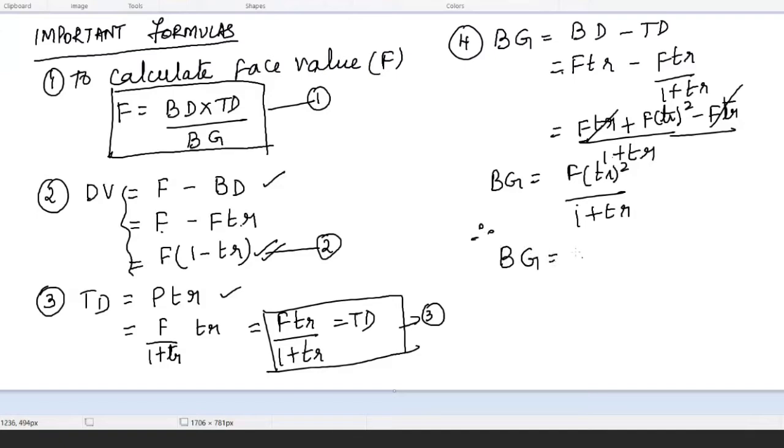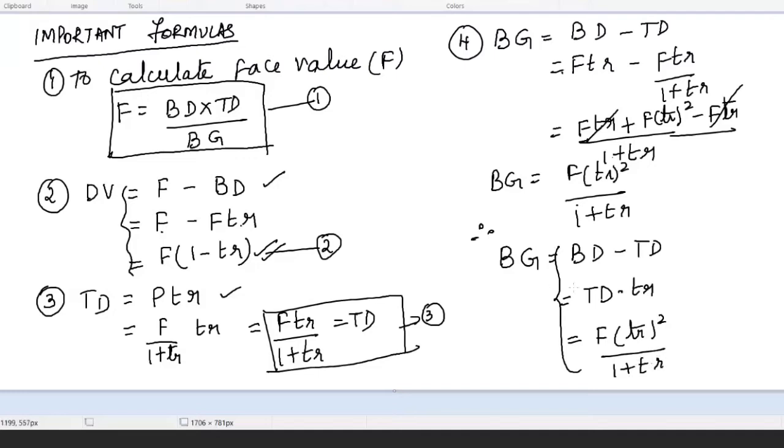First formula you know is banker's discount minus true discount. This is the first formula. Also you know this formula as true discount into TR. This is another formula for BG. It's also equal to F into TR square, whole divided by 1 plus TR. So these are the three formulas for BG which we have to learn. That's it. So this is the fourth one.